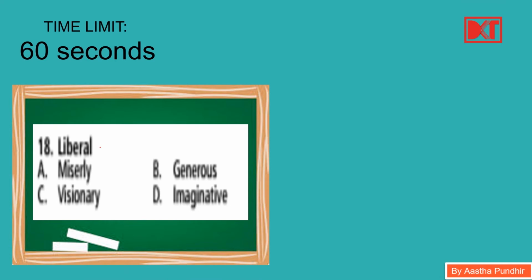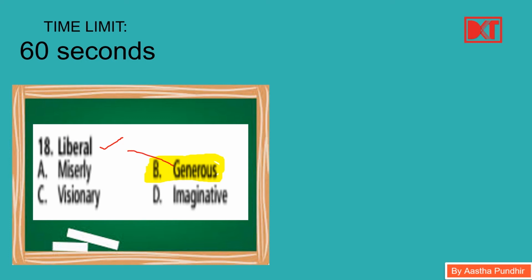Okay, the next word is liberal. The options are A, miserly, B, generous, C, visionary, D, imaginative. Liberal is generally referred to when we talk about something being free. So here the synonym is generous. Generous is also someone who is not selfish or greedy. If someone is being generous about something, they are giving it freely. They are not being cheap or selfish about it. All right. So liberal and generous.